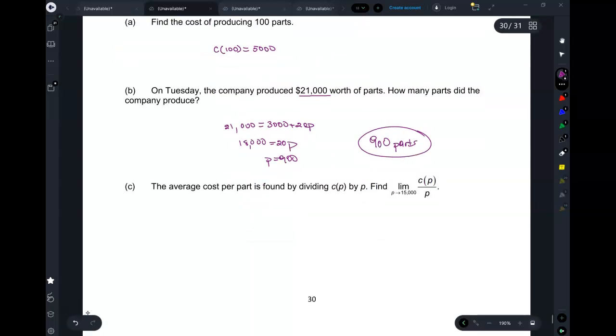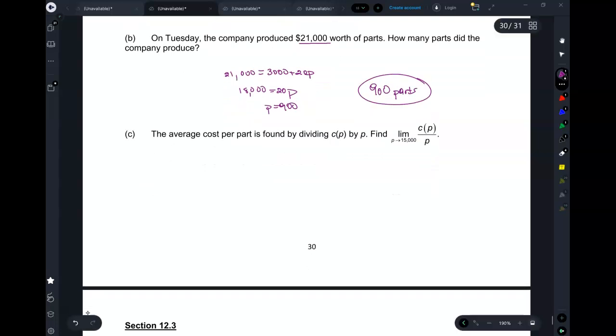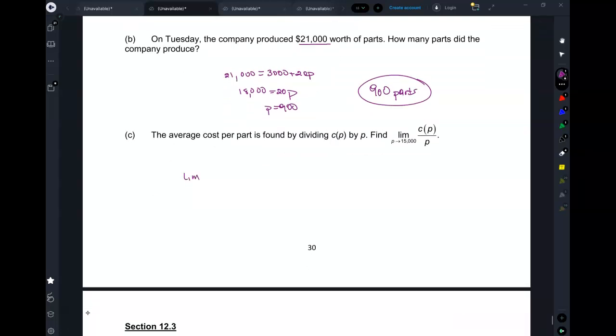Okay. The average cost per part is found by dividing the cost per number of parts. Find the limit of this as P approaches 15,000. Okay, so let's do that. The limit as P approaches 15,000 of, what was C of P? It was 3,000 plus 20P over P. Okay, how would we do this? Just plug it in, right?